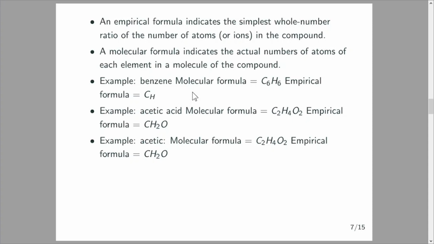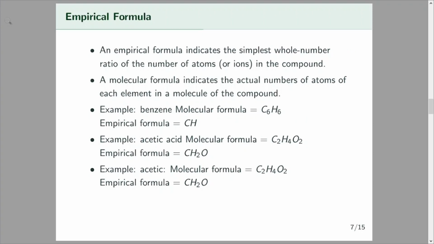So there are a couple other ways to look at these things. For example, if you look at the formula for benzene, benzene is C6H6. Sorry, I made a slight adjustment to that, just to make it a little clearer. The top line here is the molecular formula. So benzene has 6 carbons and 6 hydrogens.